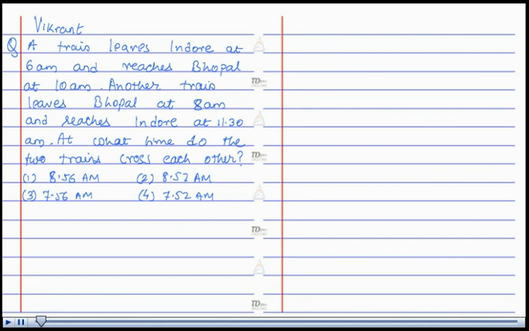Hello, I am Vikrant. The question is, a train leaves Indore at 6 am and reaches Bhopal at 10 am. Another train leaves Bhopal at 8 am and reaches Indore at 11:30 am. At what time do the two trains cross each other?